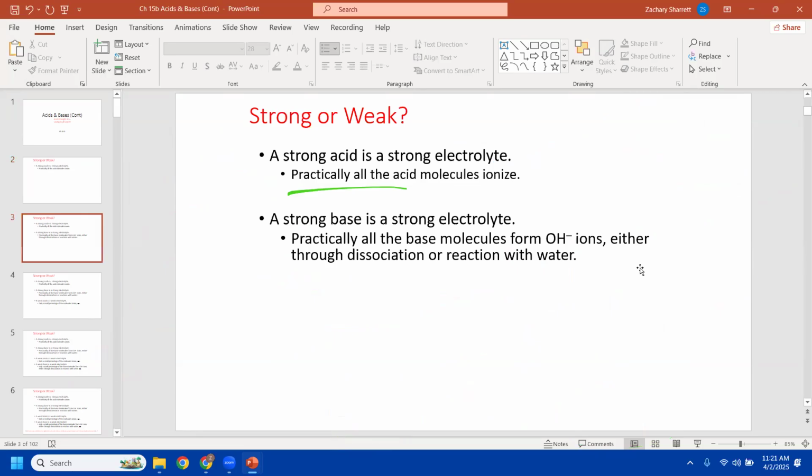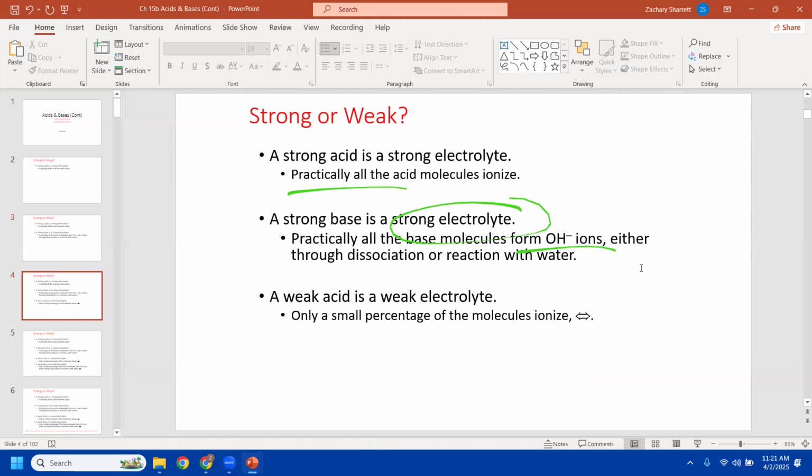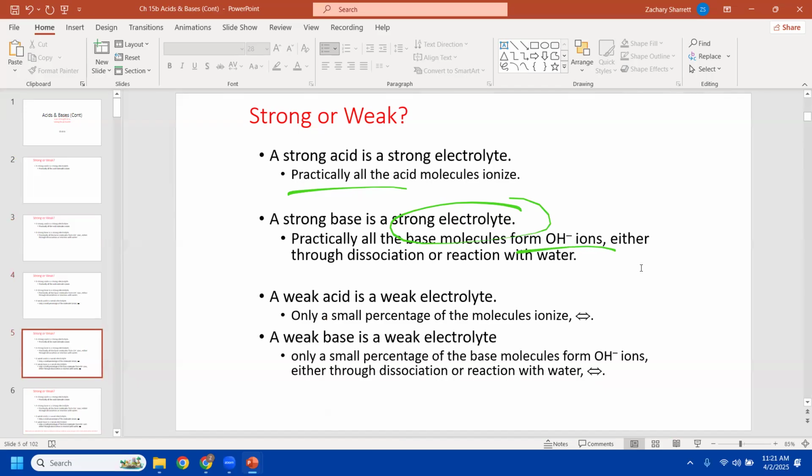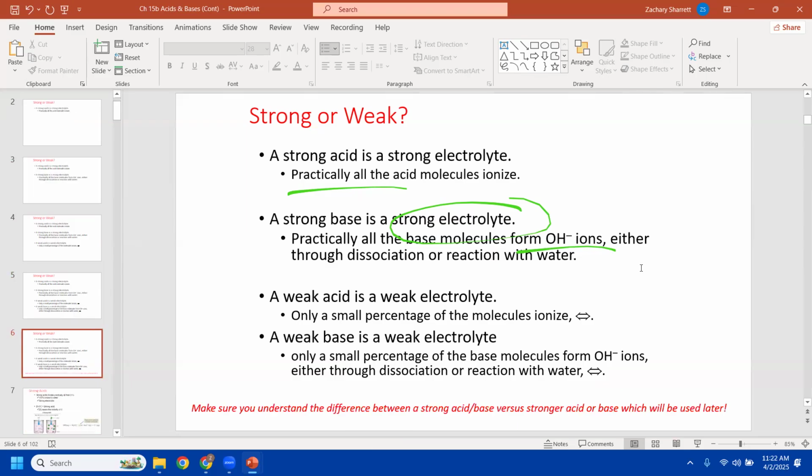So a strong acid, they say practically all the acid molecules ionize, but basically that's what it is. A strong base is a strong electrolyte. This means all of the base molecules dissociate into the ions also. A weak acid is a weak electrolyte. Only a small percentage of the molecules ionize. A weak base is a weak electrolyte. Only a small percentage of the base molecules ionize to form the OH minus and whatever else they're doing. So make sure you understand the difference between a strong acid and base versus a weak one.